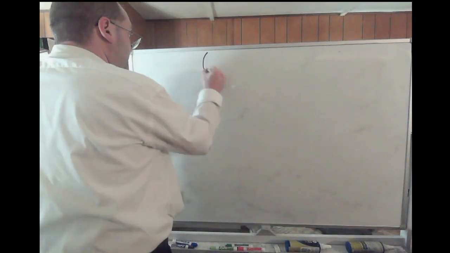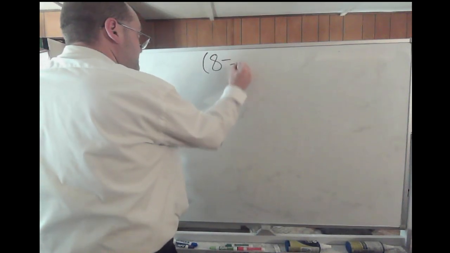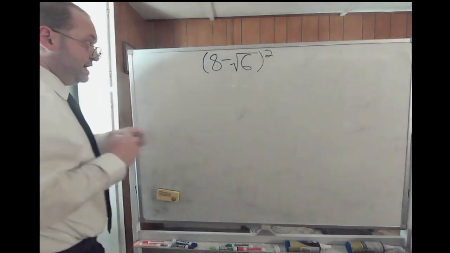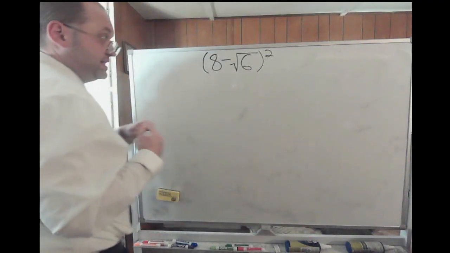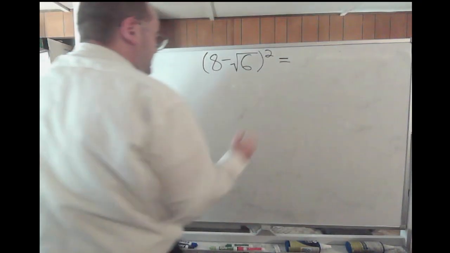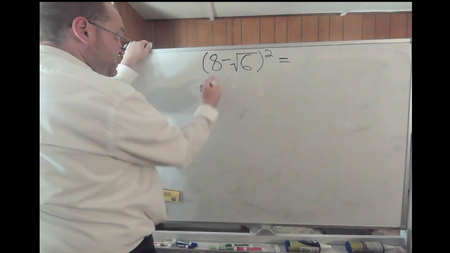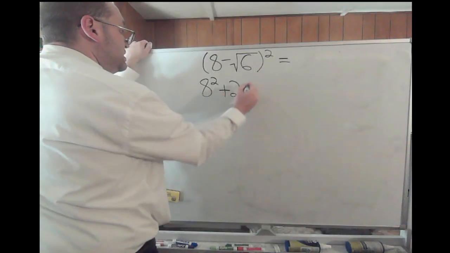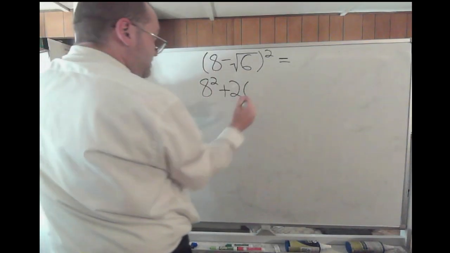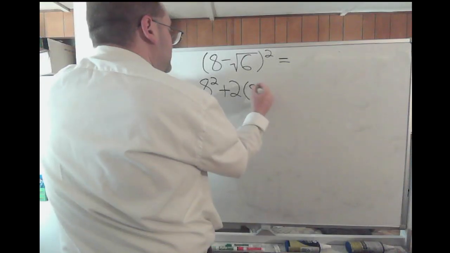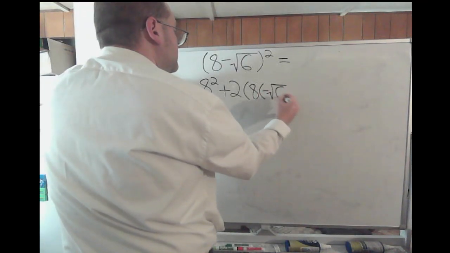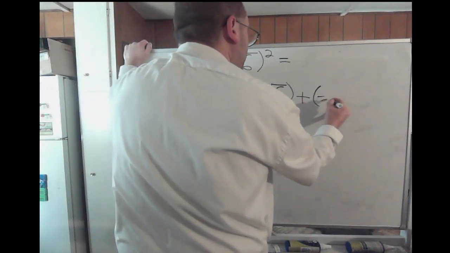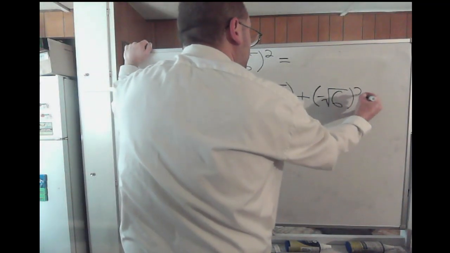Alright, this time we have 8 minus the square root of 6 raised to the second power. Well, that's going to end up being, of course, take your first term to the second power. That would be 8 to the second power plus 2 times these two terms multiplied together. That would be 8 times negative square root of 6 plus your last term to the second power. That would be negative of the square root of 6 raised to the second power.